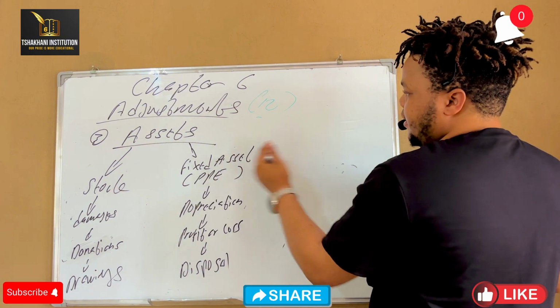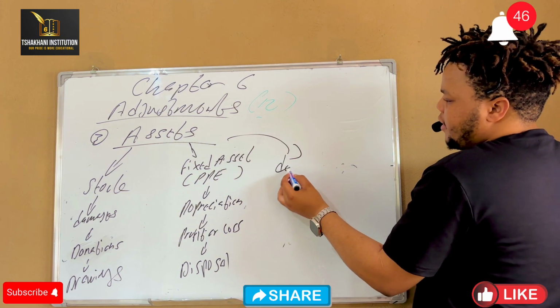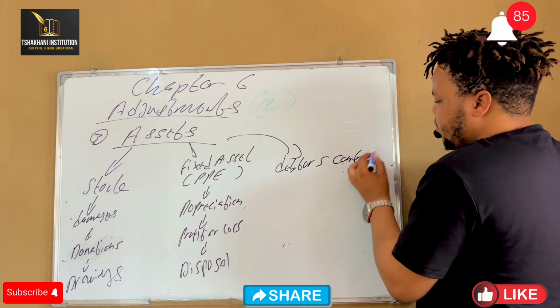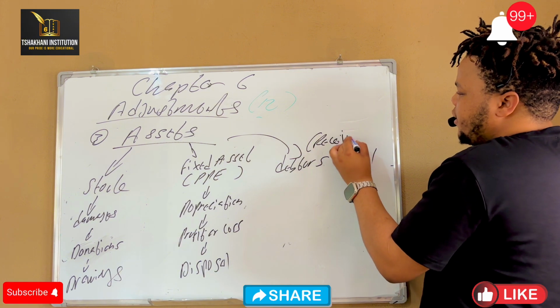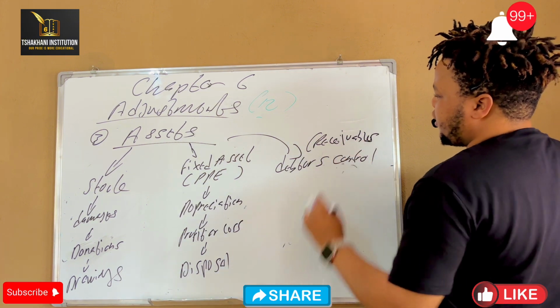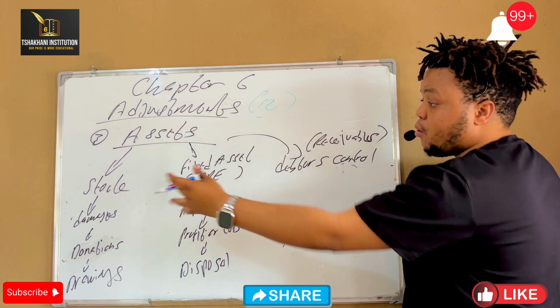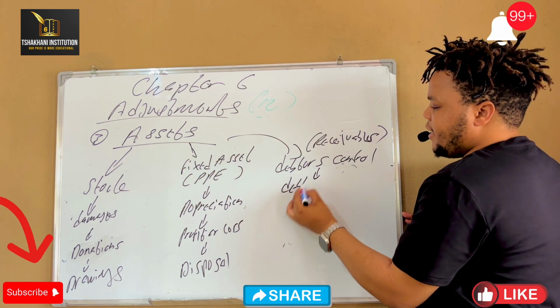And the other thing that they might talk about is your debtors control. You remember? Debtors control, in varsity we now refer to it as what? As receivables. So these debtors, in terms of the adjustment about the assets, they will be causing the issue of the bad debts.